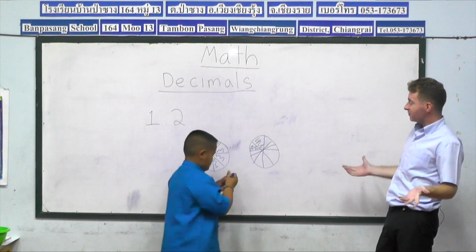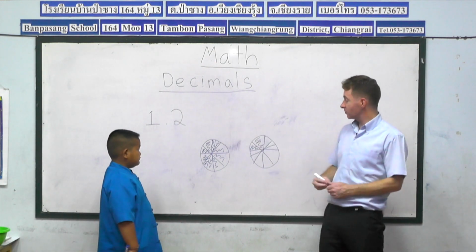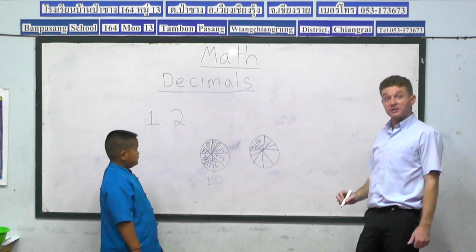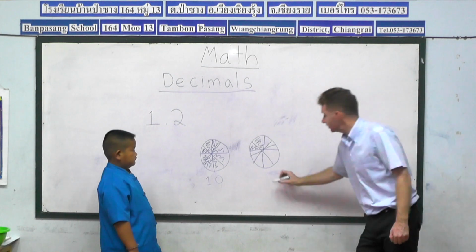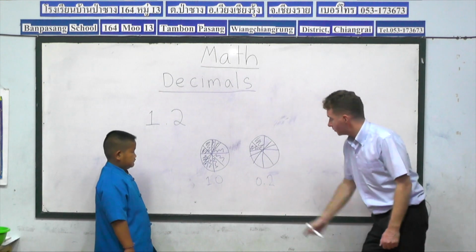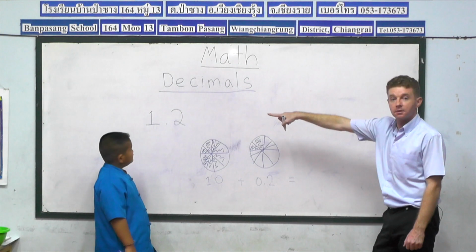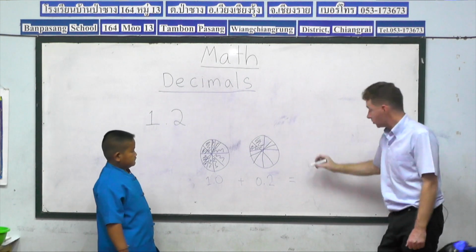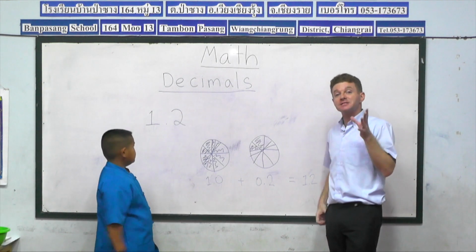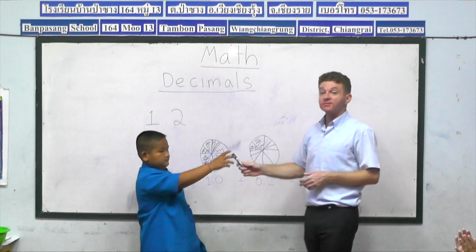1, 2. Perfect. Because you can see here, Net has demonstrated by drawing the two circles, the first one is a whole, 1.0. But the second circle is the decimal, 0.2. Now 1.0 plus 0.2 equals 1.2. And that's how we do a diagram of a mixed decimal. Net, that was brilliant. High five and a big round of applause for Net, please, guys.